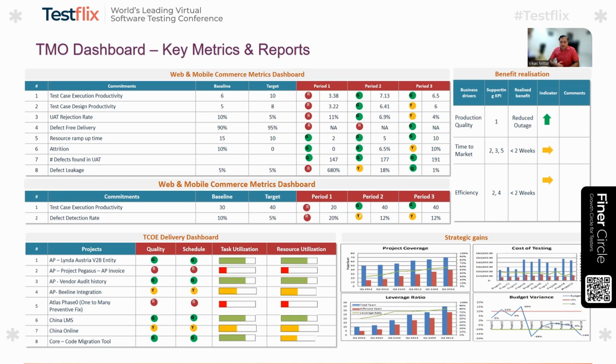I think teams also represent dashboards in terms of the coverage, in terms of the overall cost of testing. If you're using a global team, the metrics are also shown around the leverage ratio between onshore and offshore teams, as well as around budget, whether we have been on track with our spend in testing or not. We also measure time to market or efficiency.